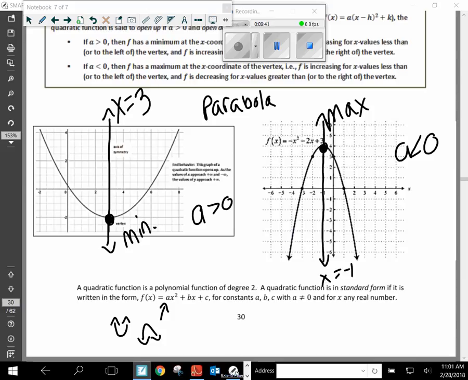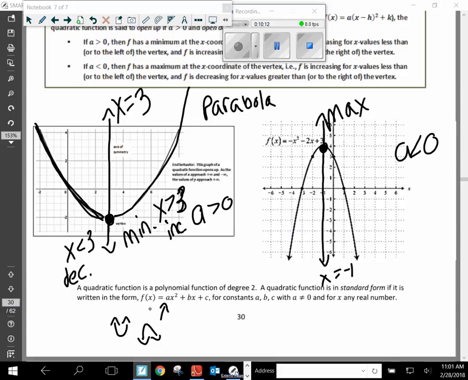Other things to notice. From here to here, this parabola, this quadratic, is decreasing. So when x is less than 3, it's decreasing. But when x is greater than 3, it's increasing, and it never changes. This will increase and just keep on increasing. It's never going to stop. Okay?